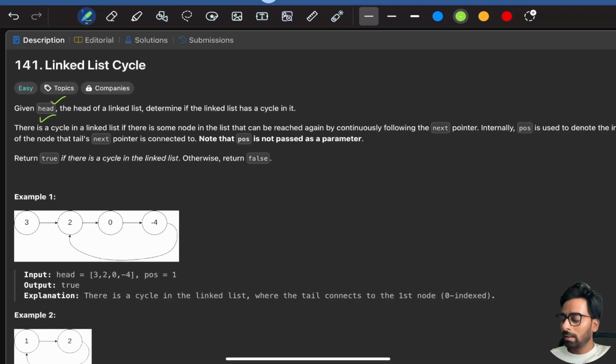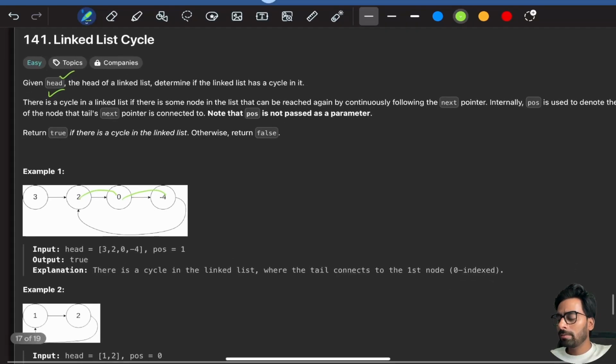What is meant by a cycle? If a linked list points back to one of its nodes, like say we have some nodes here, and the last node is pointing back to one of the nodes. If we try to visit, we'll go from 3 to 2, then from 2 to 0, from 0 to -4. From -4, we are again back at 2. We already have visited 2, and we are going back to 2 again. From 2, we'll go to 0, -4, and this will keep on continuing if we traverse normally. So this is the cycle: if we have visited some node, we are visiting it again. That means there is a cycle in the linked list.